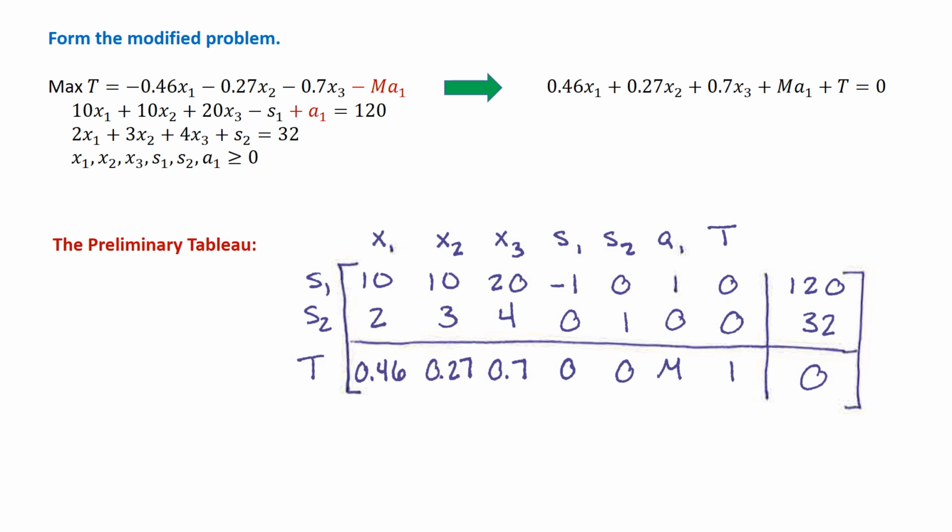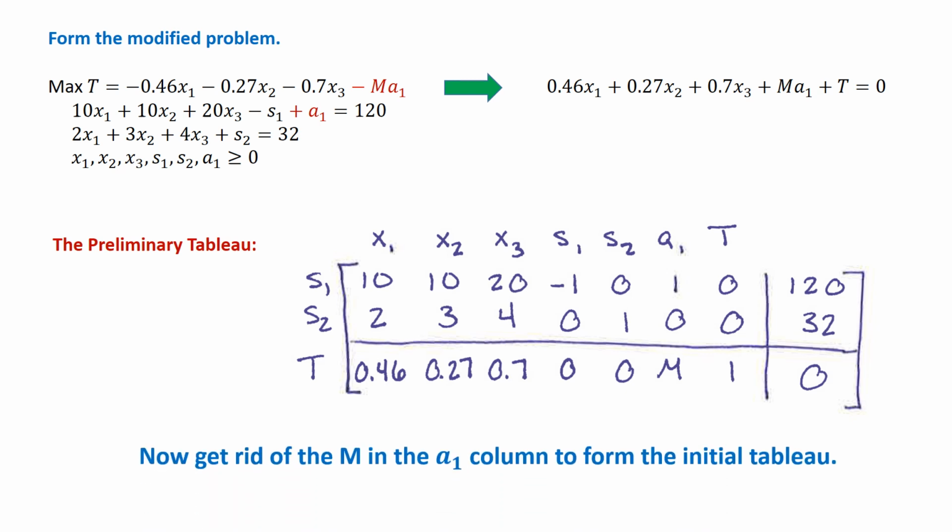Now, the basic variables for the preliminary tableau are S1, S2, and T. But the problem is that S1 is negative 120, and S1 has to be non-negative. So that's why the artificial variables are introduced, and to account for this, the first thing we do is get rid of M in the A1 column to form the initial tableau. So to get rid of the M in that column, I'm going to have to multiply row 1 by negative M and add it to row 3.